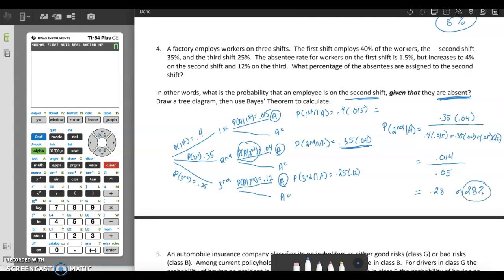So again, although Bayes' theorem looks really complicated, if you will just draw out your tree diagrams and label each one of them, it really is not as complicated as it looks. You take your particular branch that you're interested in over all the branches that end in the appropriate way, added together, and there you go.